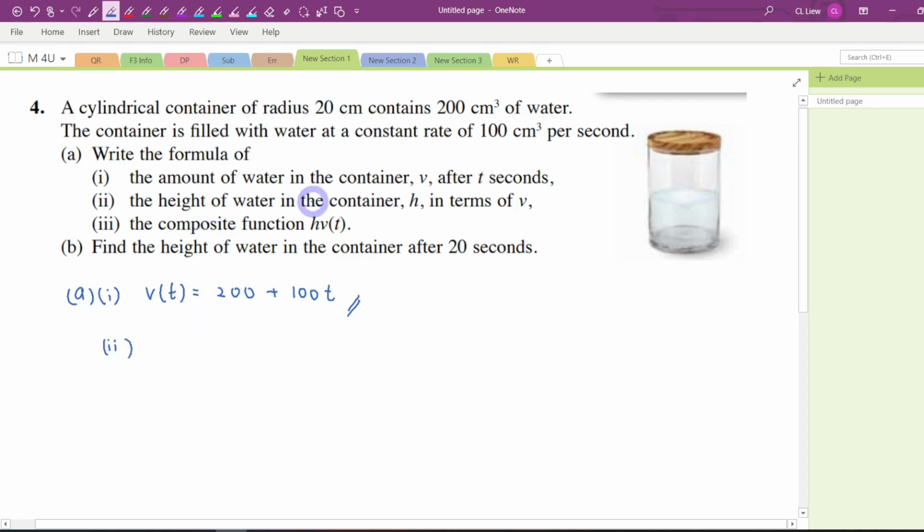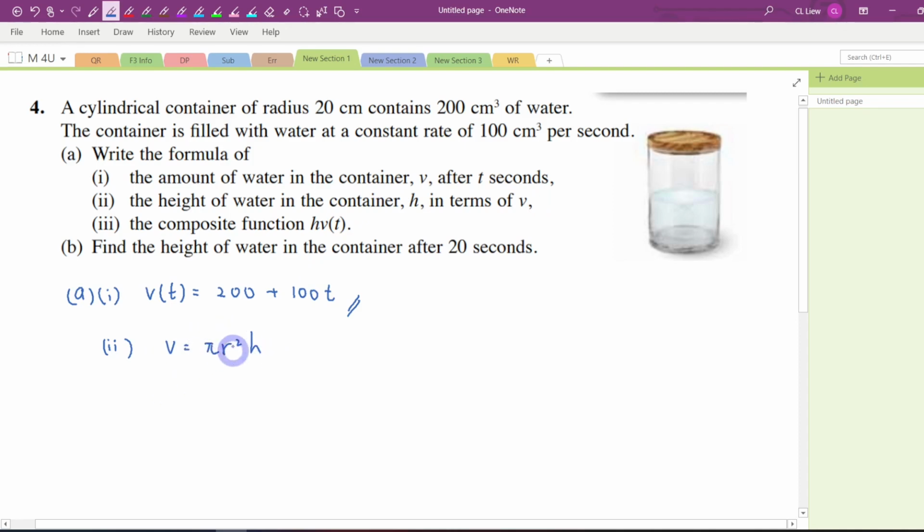We want to write a formula of the height of the water in the container H in terms of V. So how do we get the volume of a cylindrical container? So the volume is equal to pi r squared height, right? Since the question asks us to express H in terms of V, I'm going to change the subject. Now the subject is V. I'm going to change the subject to become H.